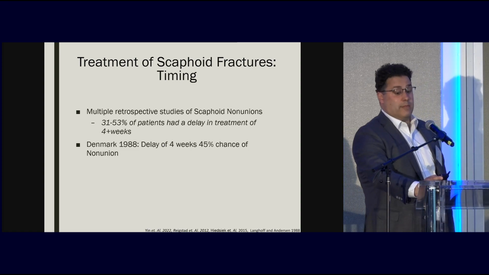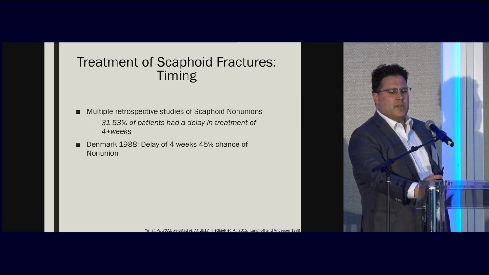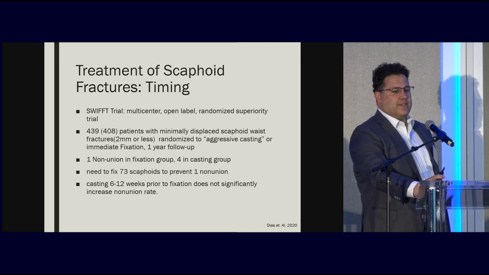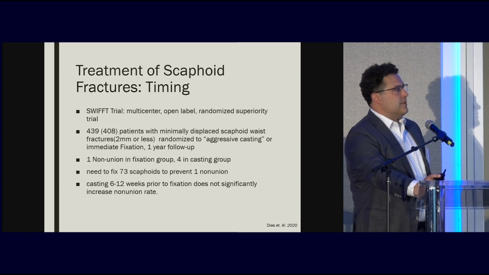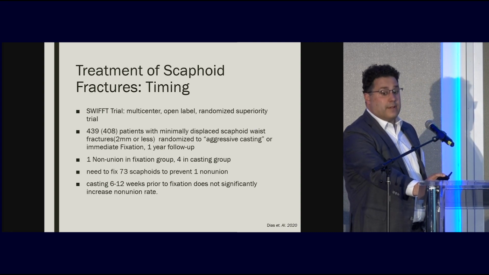And if you could learn anything from this talk, this is the one paper that I want you to take home. This is the SWIFT trial. This was done in the UK. It's a multi-center, open-label, randomized superiority trial that was published in Lancet in 2020.